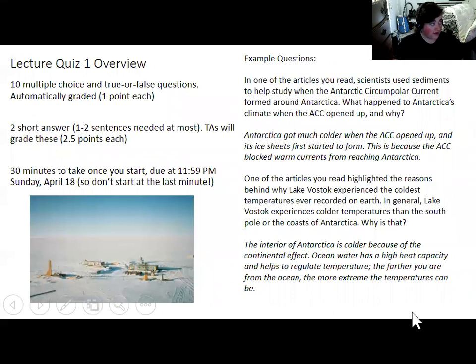So I will get now directly to the lecture quiz overview. It's going to be a total of 10 multiple choice or true or false questions that will be automatically graded, and each of those will be 1 point. And then there will be 2 short answer questions that you do not need to write an essay for. You need to write 2, maybe 3 sentences if you really feel like you have a lot to say about it. But each one is only 2.5 points, and it's meant to be a short answer, not a big essay question. And your TAs will grade those once the quizzes are submitted.